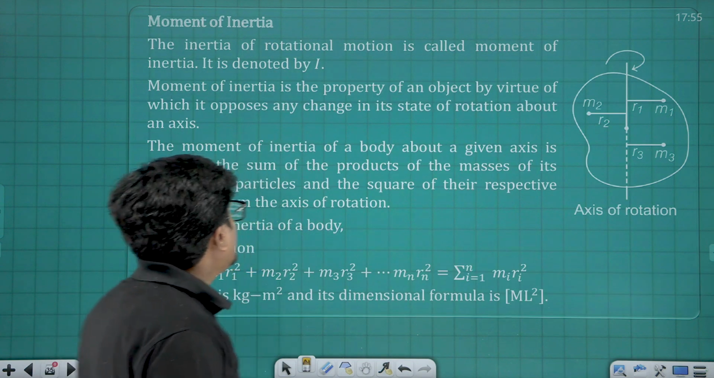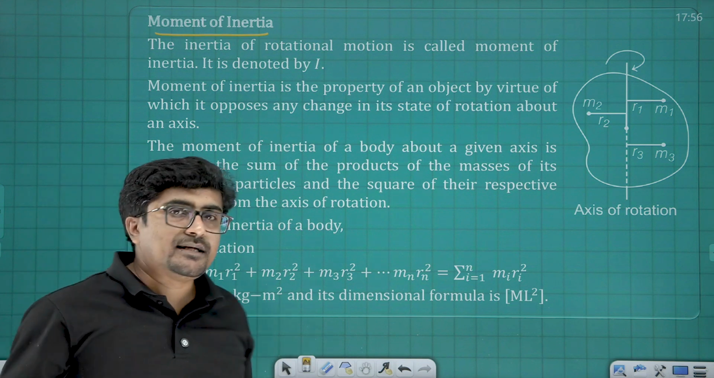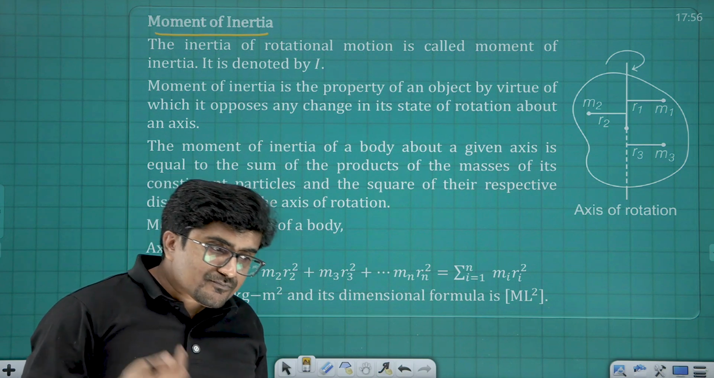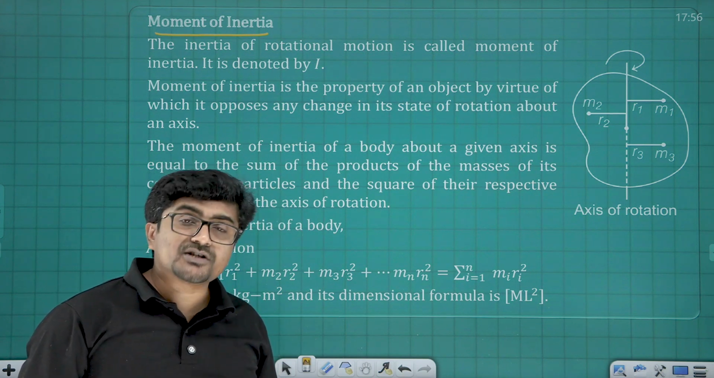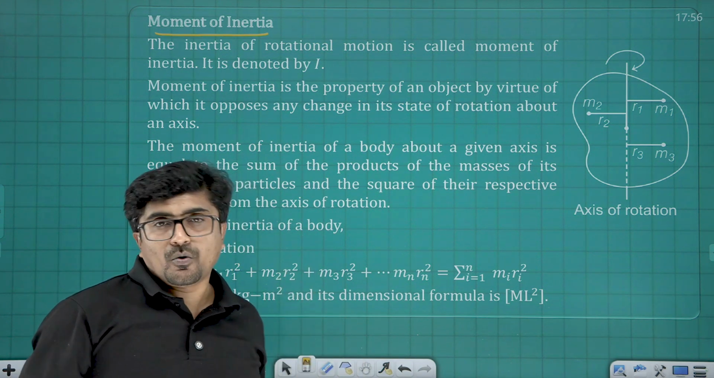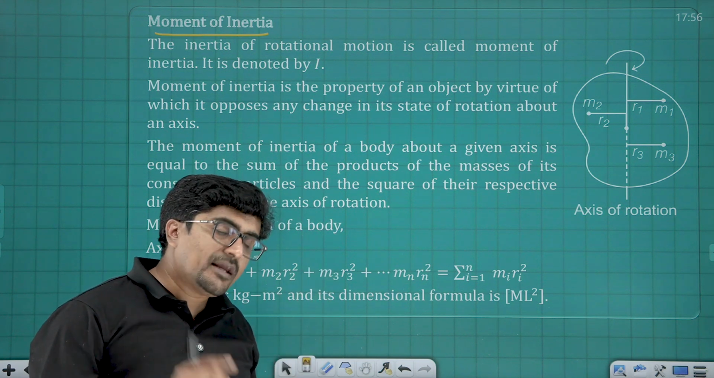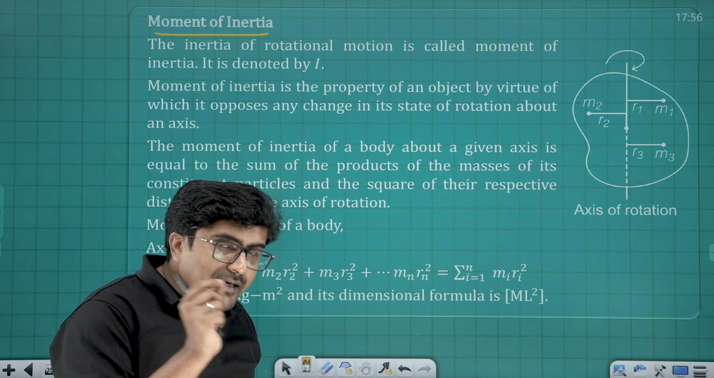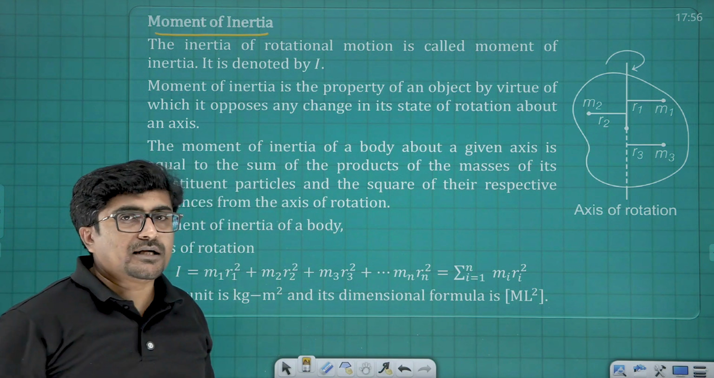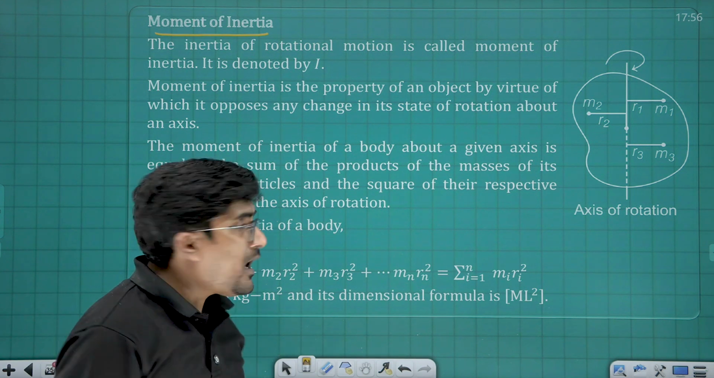All right. The next one is moment of inertia. Basically, the inertia of rotational motion is known as moment of inertia. That means, whatever the role of mass in translational motion, here the moment of inertia plays the same role. If I have a mass m moving in a circular path at a distance of small r from the axis of rotation, then the moment of inertia of that particle with respect to its axis of rotation is going to be m r square.